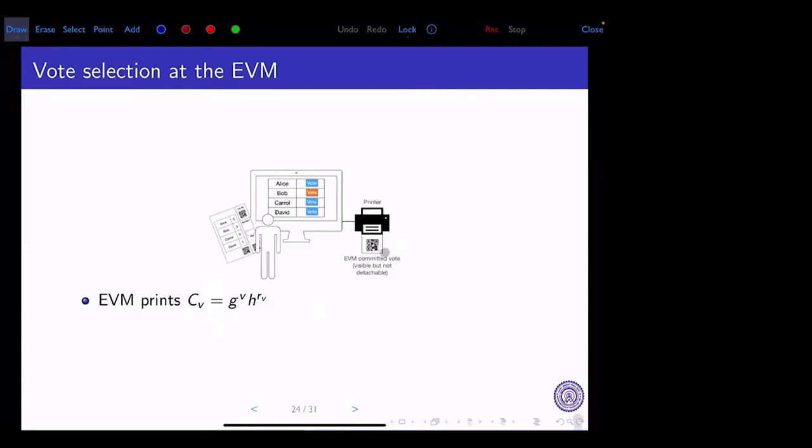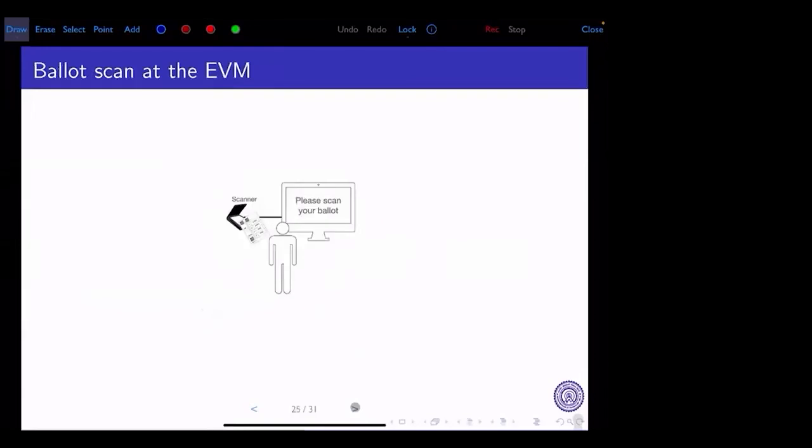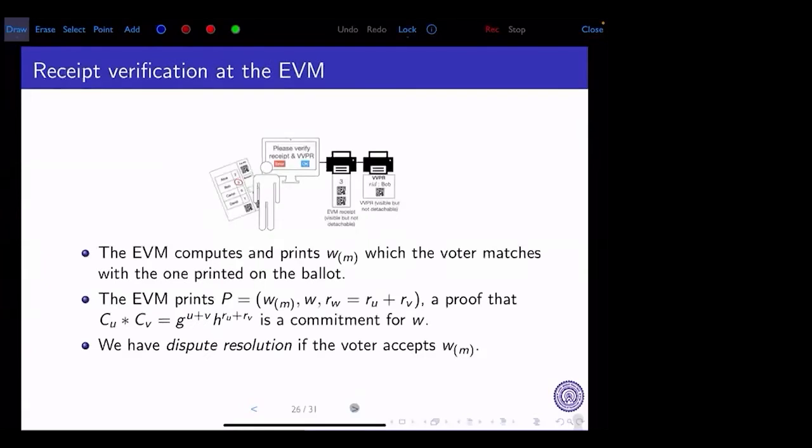This is the partial receipt. It's printed, but you cannot detach it yet. So before the EVM can seize your ballot, it gives you a commitment to the vote that it has recorded. Then it says, put your ballot in the scanner. You get your ballot scanned, and the EVM computes and prints W. If you have cast for Bob and W against Bob is 3, the EVM independently computes from U plus V that it is 3, and also prints out on the VVPR slip the RID and Bob, and asks, do you agree that this is correct? The number 3 is correct, and what I have printed on the VVPR is correct.